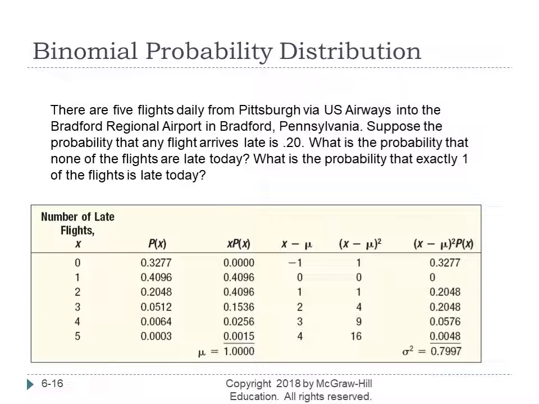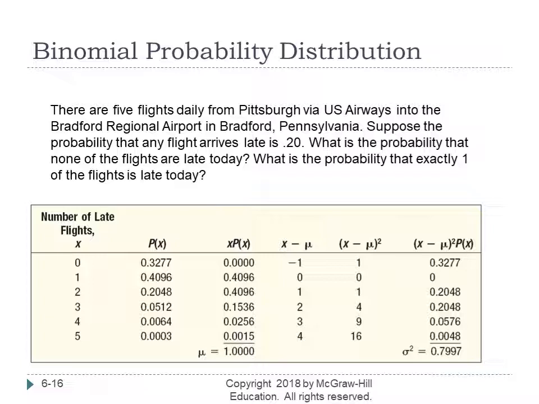But this is the same problem. You have 5 flights, and the probability of a flight arriving late is 0.20. The possible values for x are 0, 1, 2, 3, 4, 5. The first 2 columns are your probability distribution. For each possible value for x, the second column includes the probability that x is equal to that number. We already calculated the probability for x equals 0 and x equals 1. The remaining probabilities are calculated in the table.